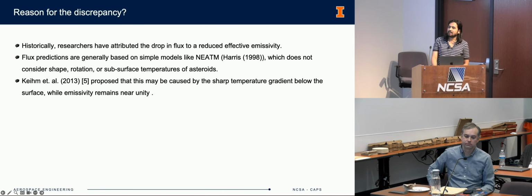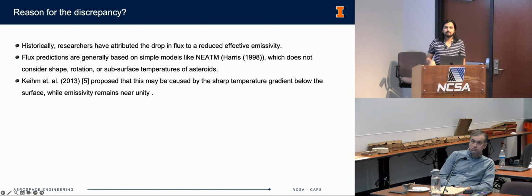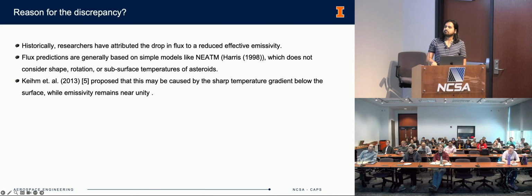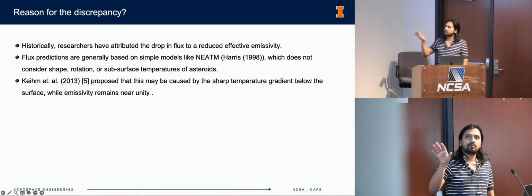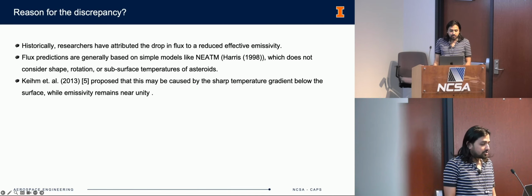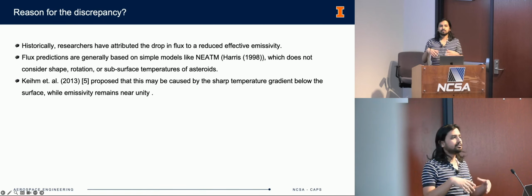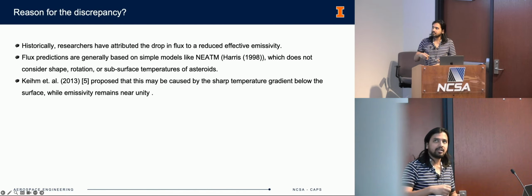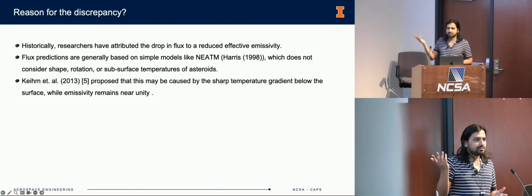Historically, people would think that this is due to a reduced effective emissivity at those higher wavelengths. That might be just a modeling parameter, but what people would say is that maybe there is scattering below the surface, which is not allowing the radiation to effectively come out, since a lot of the radiation comes from the subsurface. Also, the flux predictions are generally based upon much simpler models like NEATM. They do not consider the shape of the asteroid, how it rotates, and also the subsurface conditions. It takes the surface temperature and it just predicts the flux.